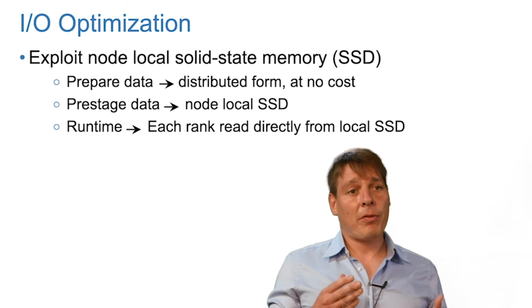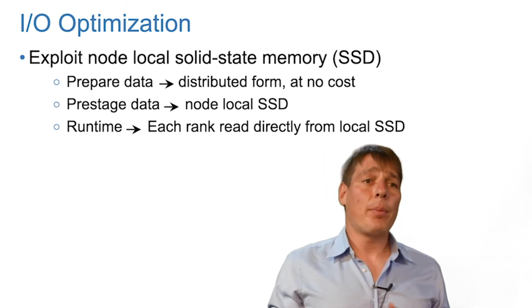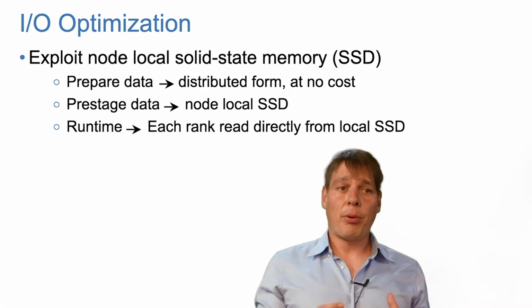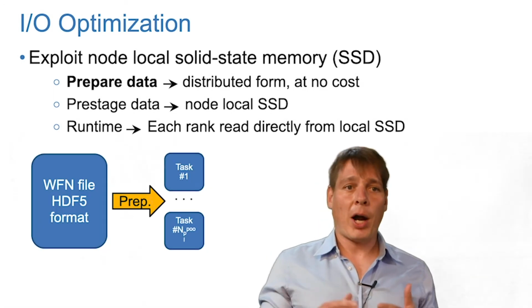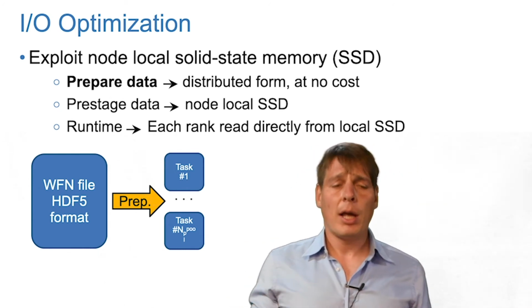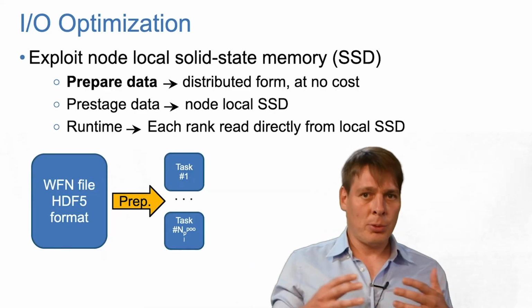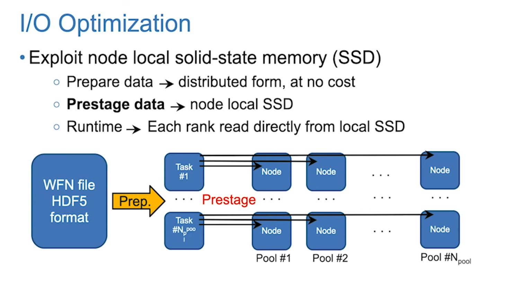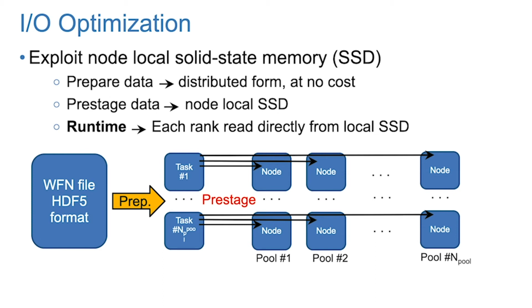In order to improve I/O performance, we can exploit the high-performance node-local solid-state memory on Summit. To do so, we pre-process the data into a distributed form prior to the full-scale execution. This can be performed at no cost, and this data in distributed form can be reused for multiple runs. Then, before running Sigma, the data in distributed form are pre-staged on the node-local SSD, and once we run the full application, each of the MPI tasks is now able to read the distributed data directly from the high-performance node-local SSD.